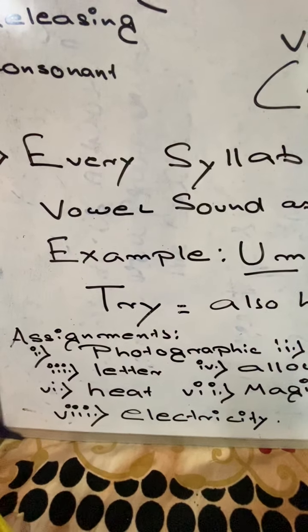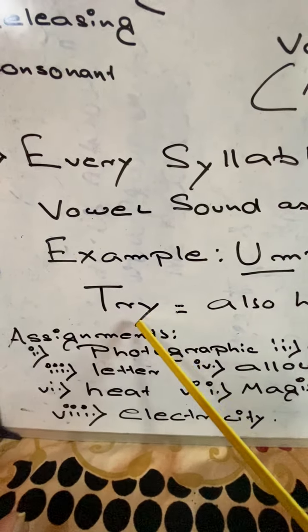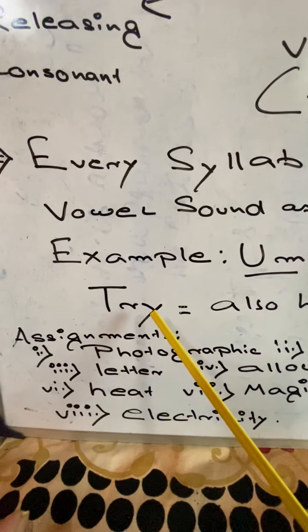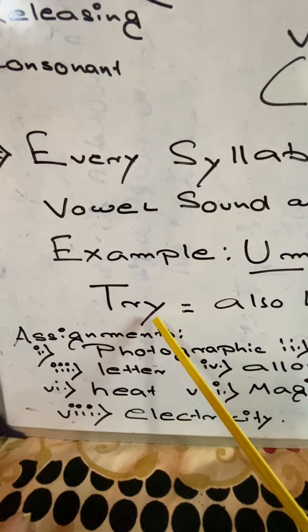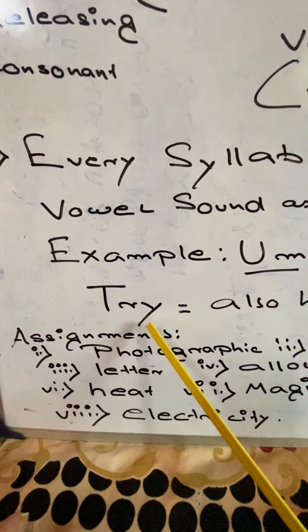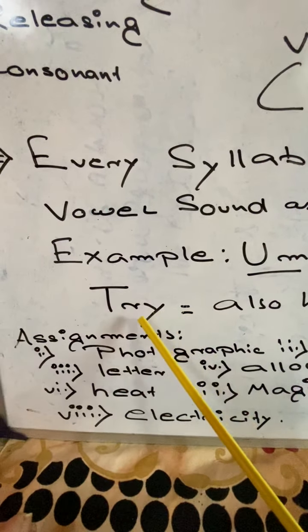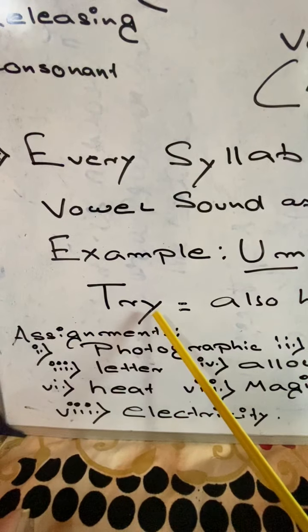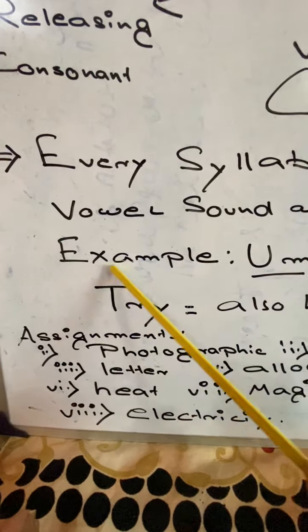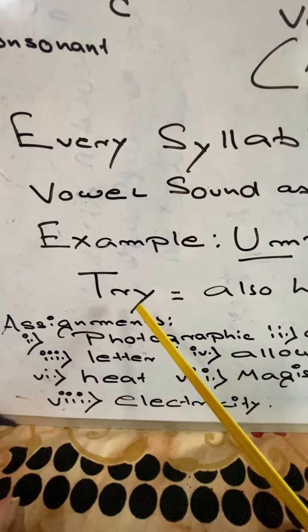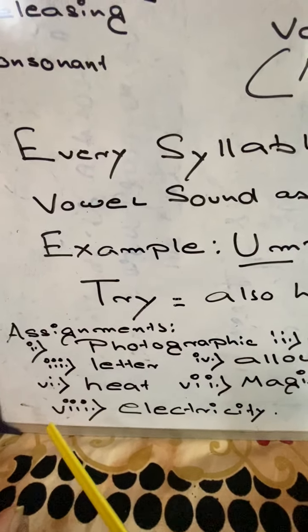Try speaking it out. Okay. So y is a vowel sound here. Though it is an alphabetical consonant, when it comes to sound, it is a vowel sound. Tra, e. Okay. So this is a one syllabic word. Try is a one syllabic word and the vowel sound is this y.